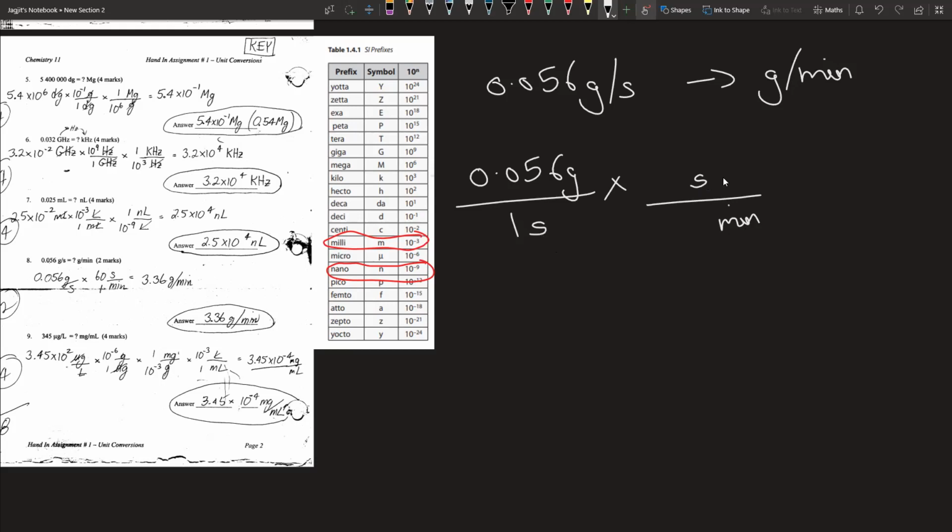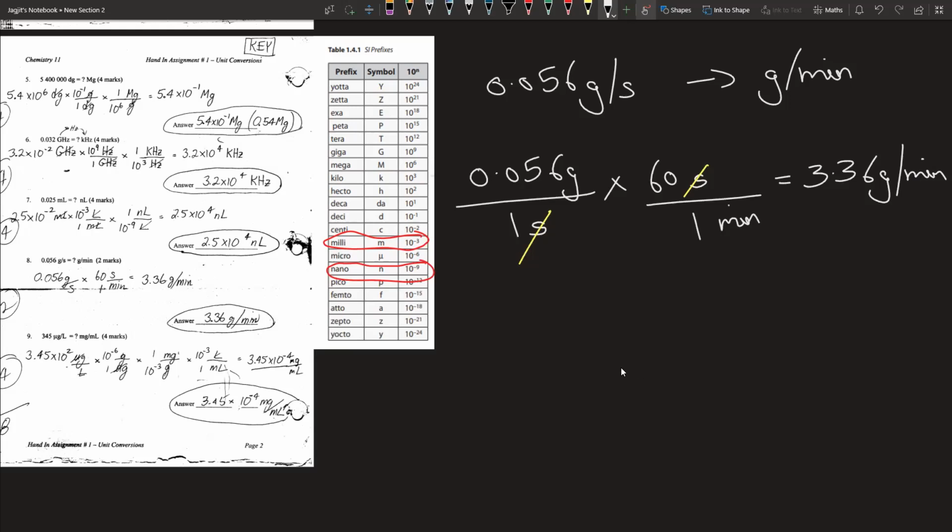But to cancel the seconds, I'll put seconds at the top. And guys, 1 minute has how many seconds? It has 60 seconds. So what happens? Seconds cancels. And now you just do 0.056 times 60. And that should give you 3.36. And now your unit is grams per minute, folks.